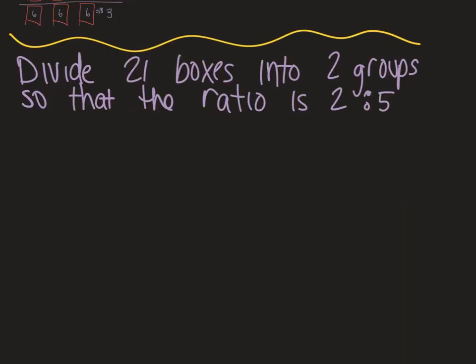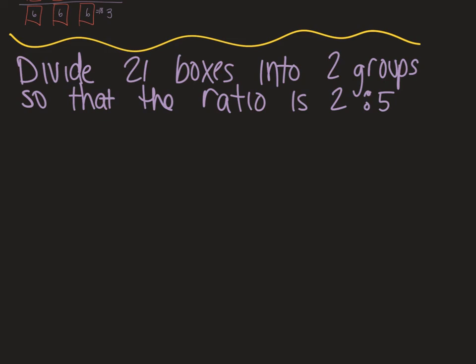Okay, we're trying this again. We're going to divide 21 boxes, and we're going to make 2 groups out of them. We want to know how much is in each group. But we're not just going to randomly put them into 2 groups. We want the ratio to be 2 to 5.